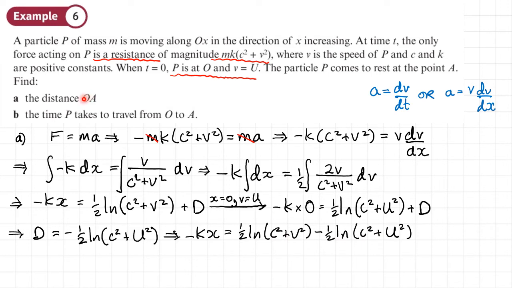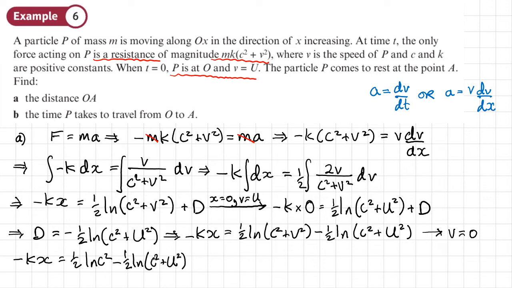I know that x equals 0 here, so I'd basically want to find the value of x at the point A. If it comes to rest, that means that v is going to be equal to 0. So we plug that in, and then I'm going to tidy this all up in a moment. Negative kx is equal to half natural log, and it's just going to be c squared. The v squared is nothing, minus a half natural log (c squared plus u squared).